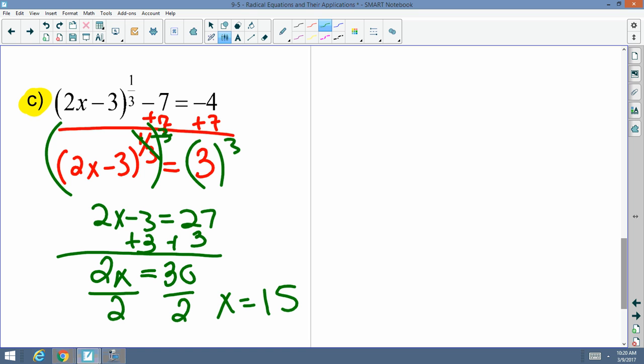Okay, wait, let me see here. When you cube, you got 2x minus 3. 3 cubed is 27. You add 3, that's 30. No, divide by 2 is 15. This is fantastic. It's beautiful. You went 3 squared. That's how you may have gotten that. Good. Thank you, guys. Does that make sense?